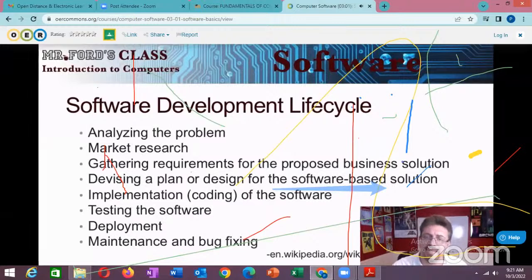Then you have the implementation or the coding of the software. This is where people actually sit down and write out the code that's going to create the software, which will solve the problem. You're going to test the software. Software is buggy. It's so many moving parts that something's going to go wrong, and so you have to test the software.